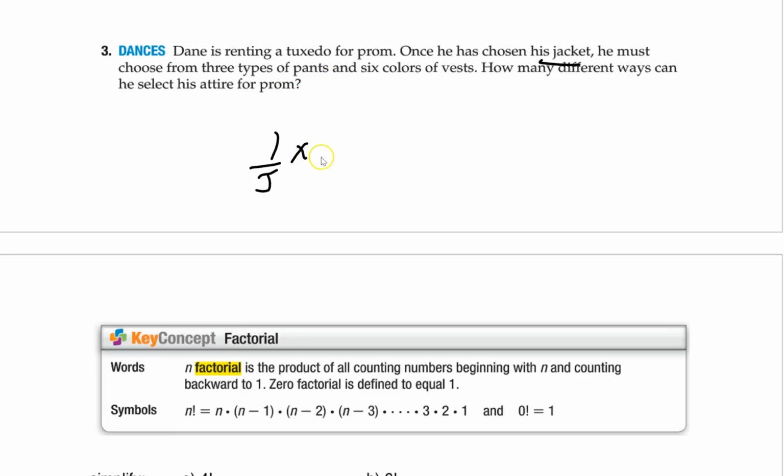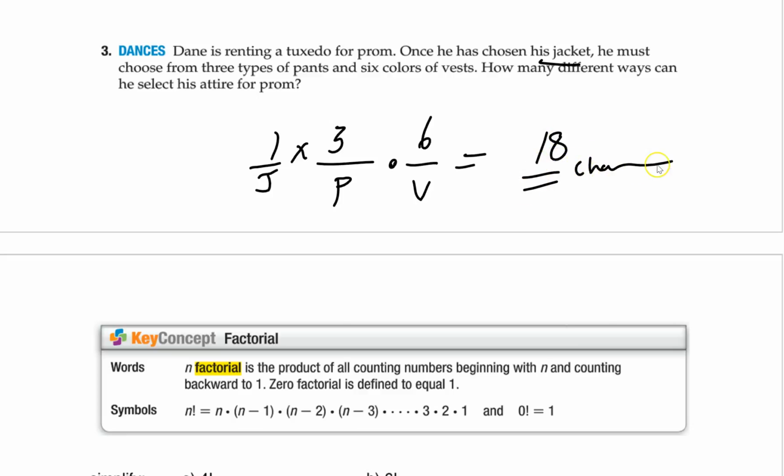Next, we're going with pants. And this is 3 types, right? He's going to pick his 3 types of pants. And now he has to choose his vest. And it says he has 6 colors of vests. So you multiply that together, you get 18 choices. He has 18 different combinations he could wear. Because he picked his jacket, there's only 1 of those, and then 3 pants he could choose from and 6 vests he could choose from. So that's the fundamental counting principle.